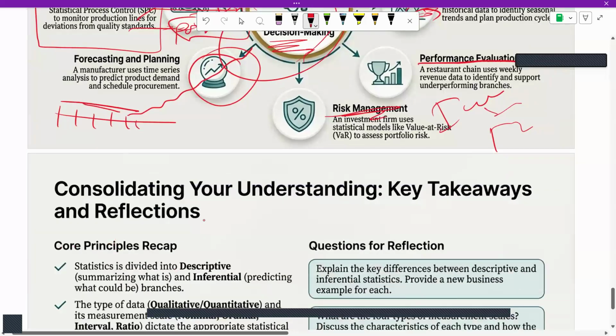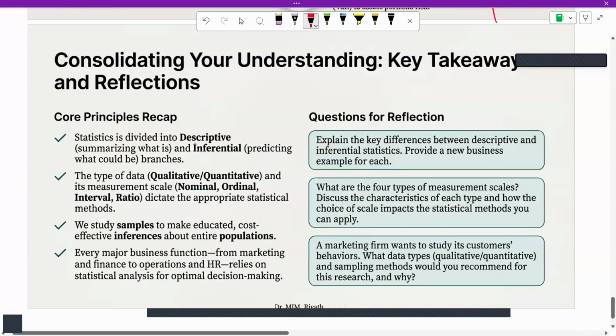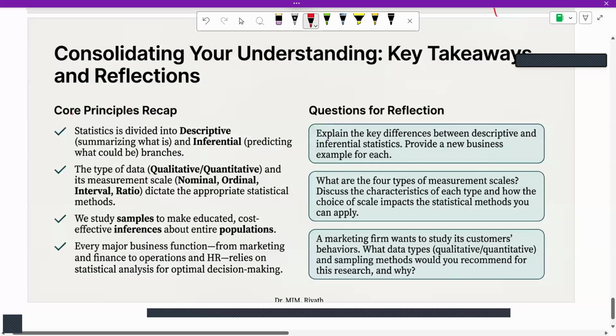Now we come to the last slide, conclusion. We talk here about the core principles. We recap. Statistics is divided into descriptive statistics, which means summarizing what is or what happened, and inferential statistics, predicting what could happen in the future. Descriptive statistics and inferential statistics we have studied in the first class.